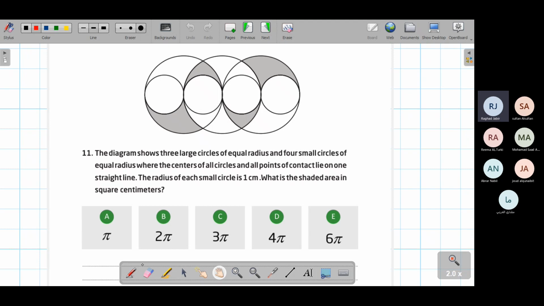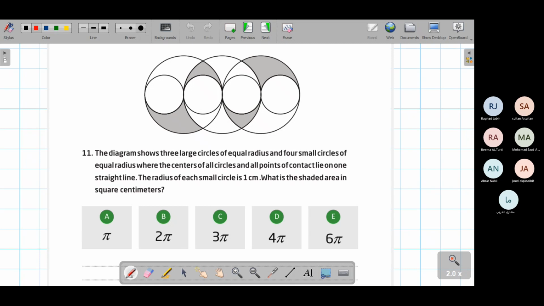The diagram shows three large circles of equal radius and four small circles of equal radius, where the centers of all circles and all points of contact lie on one straight line. The radius of each small circle is 1 centimeter. What's the shaded area in square centimeters?